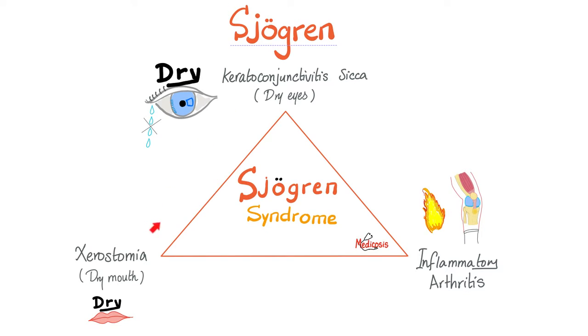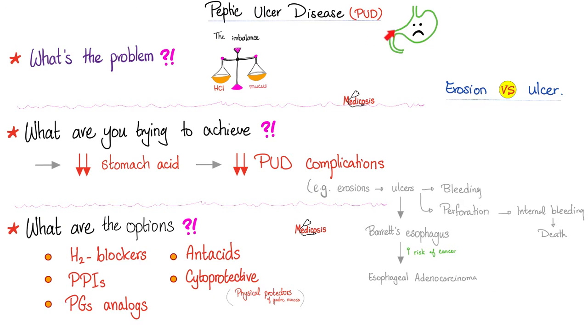There is another disease that causes xerostomia. Sjogren syndrome. It's a triad of dry eyes, dry mouth, and arthritis. Can this lead to tooth decay? Yes. Next, the stomach. Peptic ulcer disease is an imbalance between the pro-acid factors and the anti-acid factors.